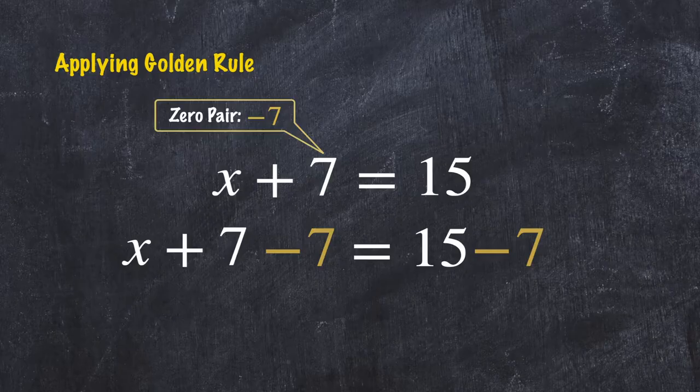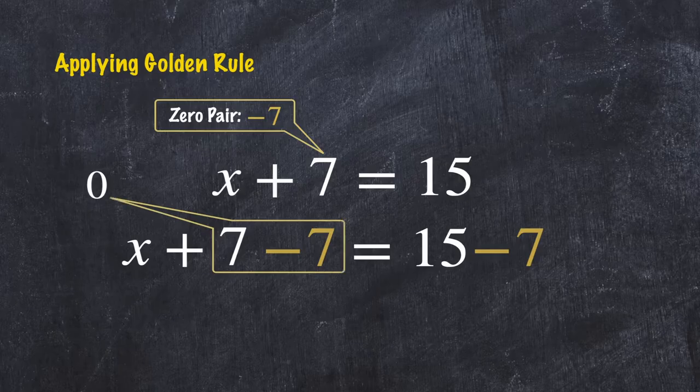Then the next step is to look at this side of the equation. 7 minus 7 will give us 0. That simplifies the left-hand side to x. And then the right-hand side becomes 15 minus 7, which gives us 8. And that is very simple.